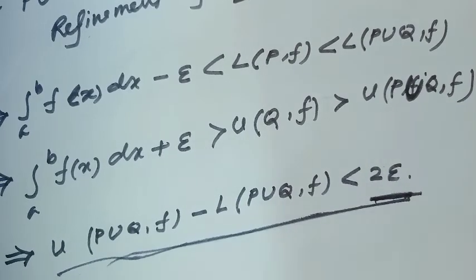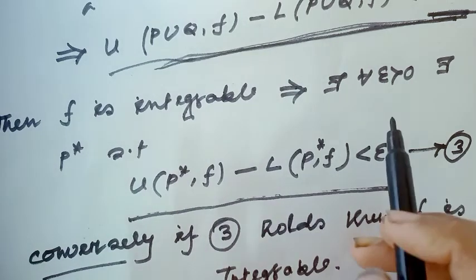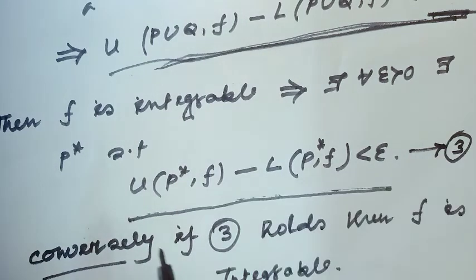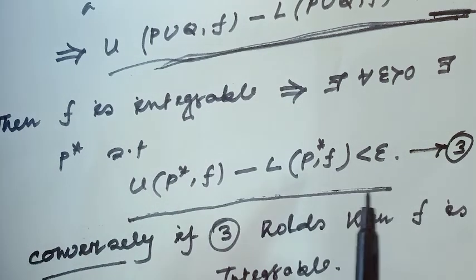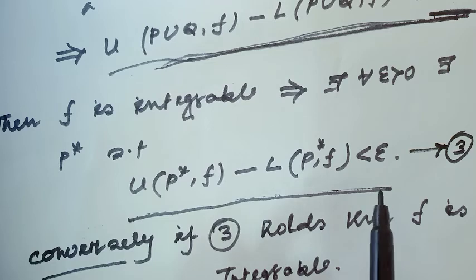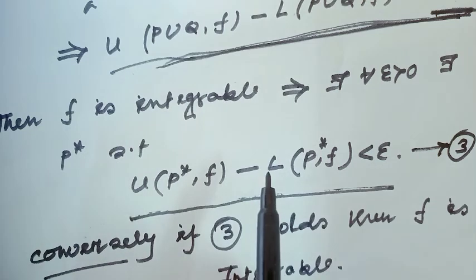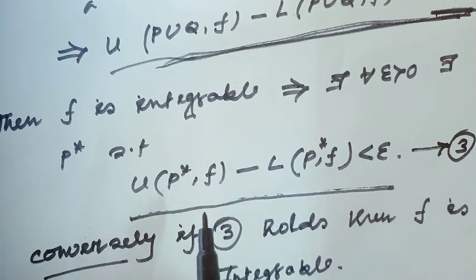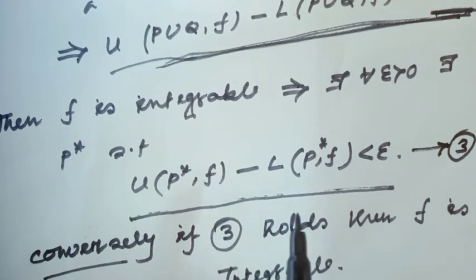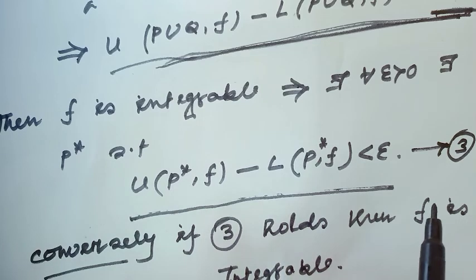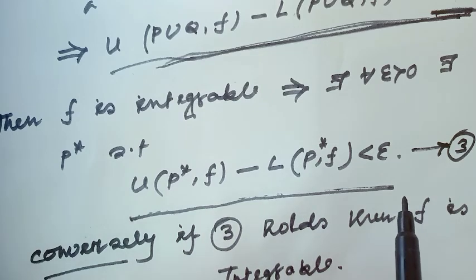Are you getting the relation? That means when f is integrable, then this difference should be less than epsilon. We all know U(P, f) is always greater than or equal to L(P, f). But when the function is integrable, then the difference between U(P, f) and L(P, f) will always be less than epsilon. Now my question is, is this relation true conversely?